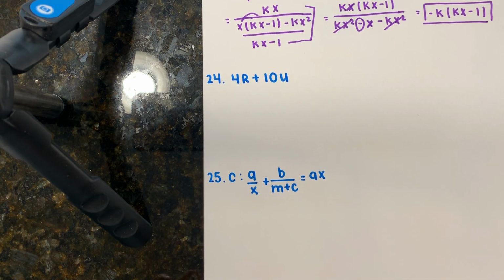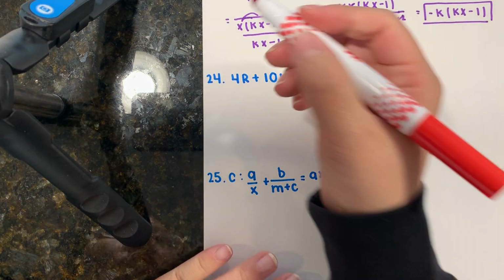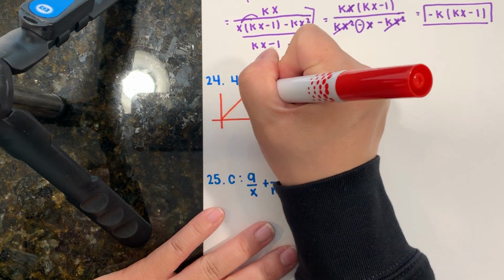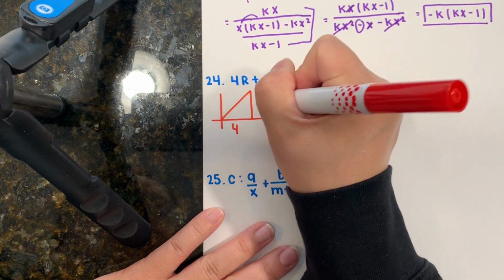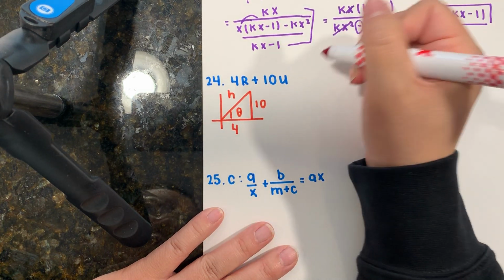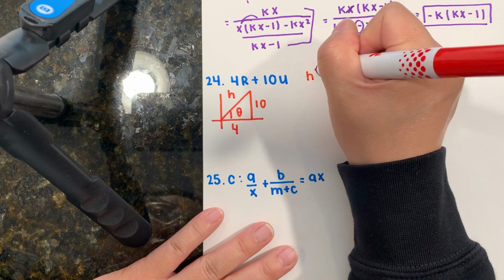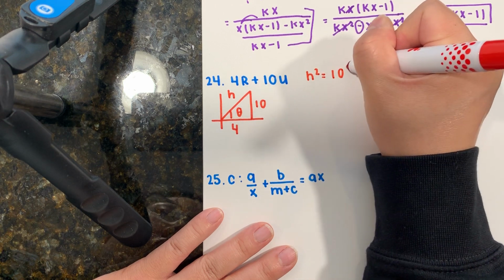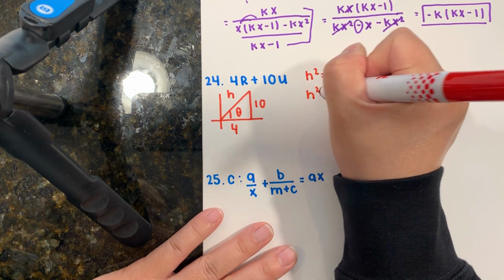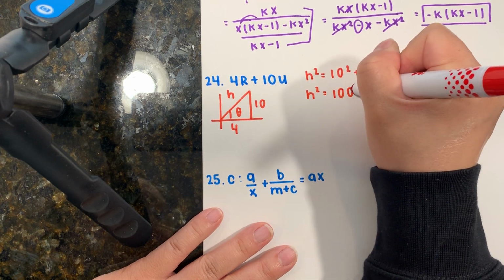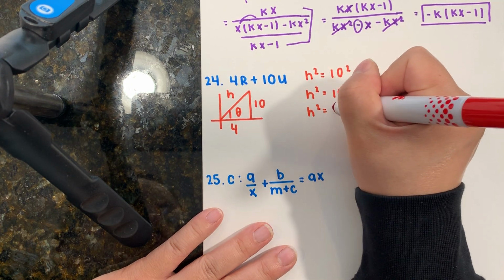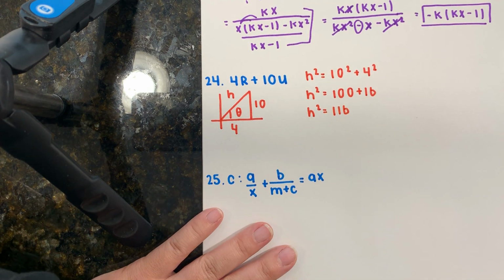Now moving on to number 24, so we're going to diagram this first. So it's going to the right 4 spaces, then going up 10 spaces. So to the right 4, up 10, have to find the hypotenuse as well as the angle. Use Pythagorean theorem to solve for the hypotenuse. So h squared equals 10 squared plus 4 squared. 10 squared is 100, 4 squared is 16. So we get h squared is equal to 116.